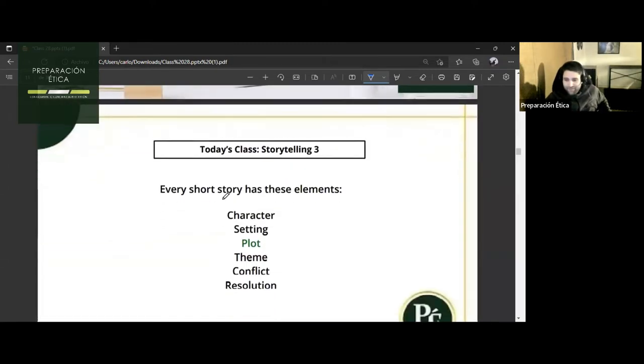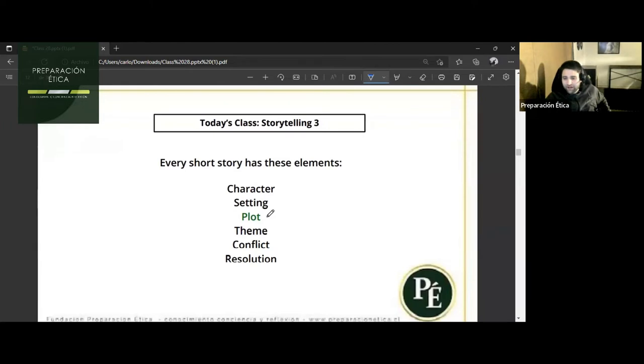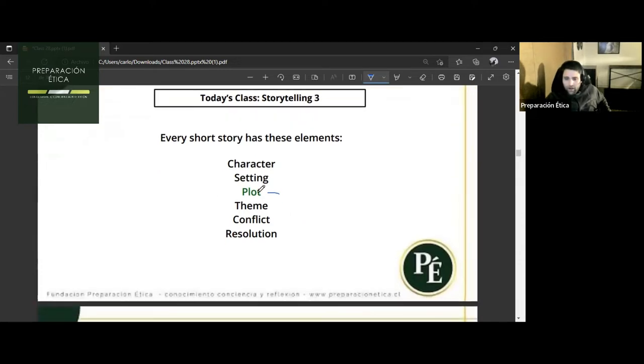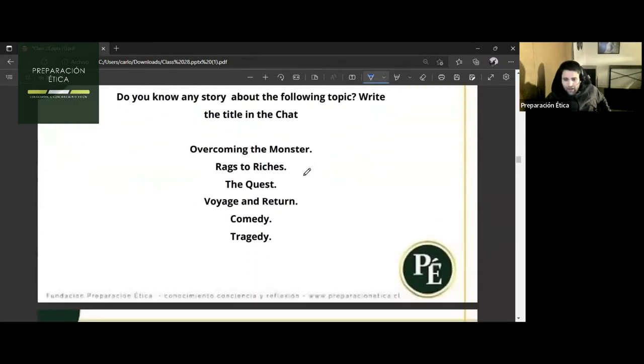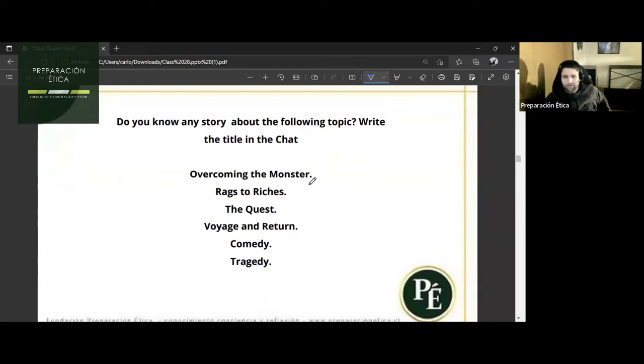Okay. So today we're going to talk about the plot, and you are going to see what we have prepared for you today. So we have the plot, which is like the main story, like the most important thing of the story. And here we have some common topics of a plot. Do you know any story about the following topic? Write a title in the chat. For example, Overcoming a Monster, Rags to Riches, The Quest, Voyage and Return, Comedy and Tragedy.